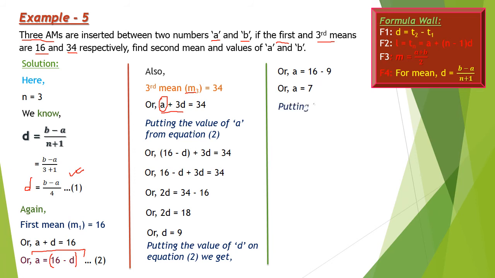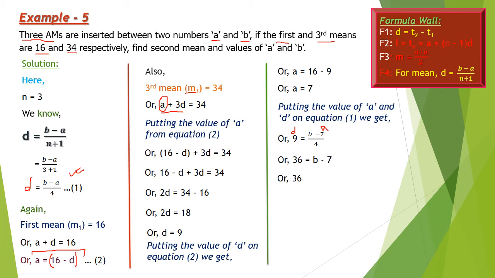Now putting the value of a and d in equation 1, we get b minus 7; 9 is the value of d, 7 is the value of a. On cross multiplication, 9 into 4, that is 36, equals b minus 7. So 36 plus 7 equals b, and the value of b is 43.